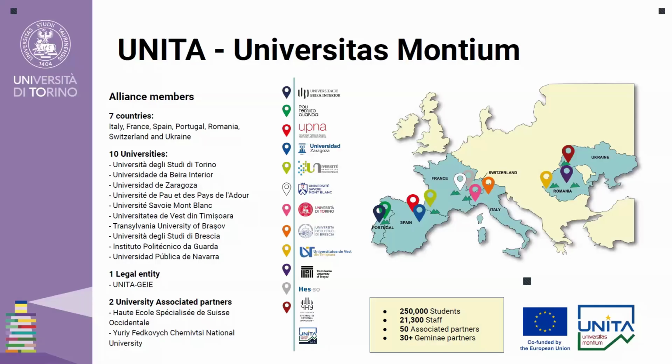So basically, our community is now not only 81,000 students, but is composed of 250,000 students, 25,000 staff, and 50 associated and international partners. This is to give you an idea of the openness and international positioning of our university.